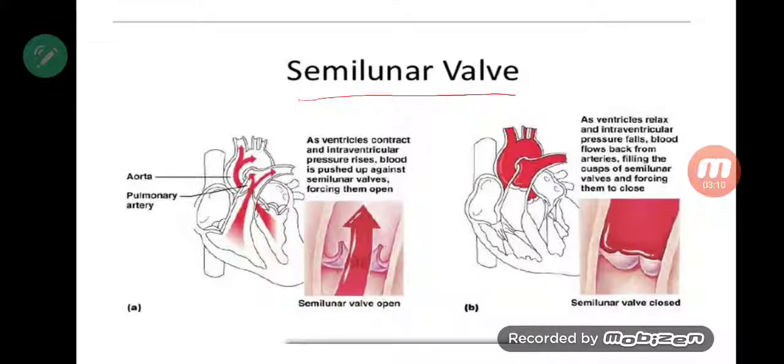As the ventricle contracts and intraventricular pressure rises, blood is pushed up against the semilunar valve, forcing them to open. As the ventricles relax and the intraventricular pressure falls, blood flows back from the arteries, filling the cusps of the semilunar valve and forcing them to close.